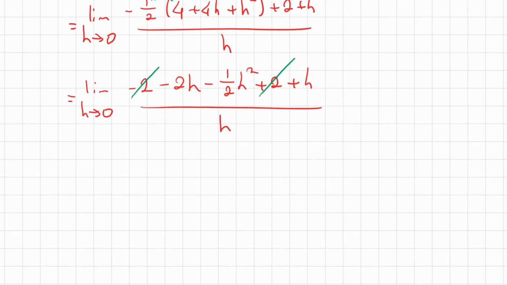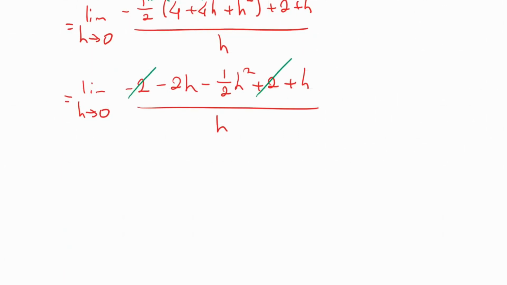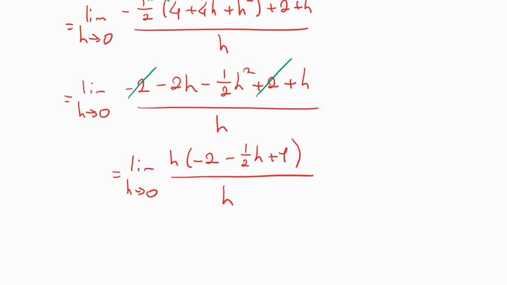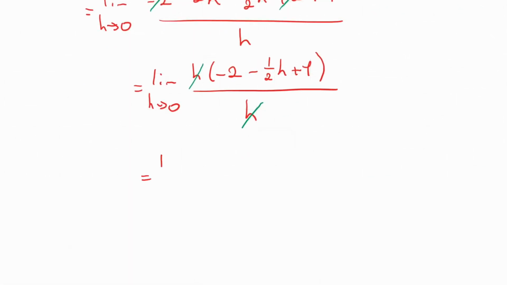Now I have all h's left, so I'm going to start by taking the h out. As soon as I take the h out, from -2h, I have -2 left. From -1/2 h squared, I took 1 h out, and then plus h at the end is just going to come out as 1, and then over h. So I cancel out these h's. Now I am left with -2, -1/2 h plus 1.